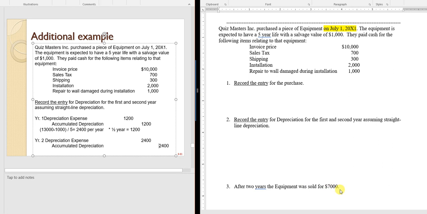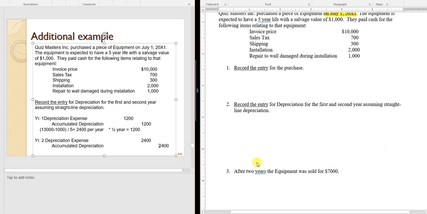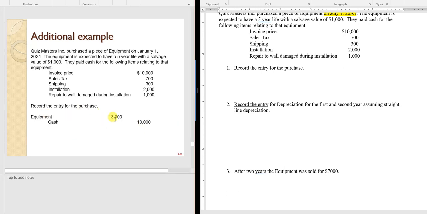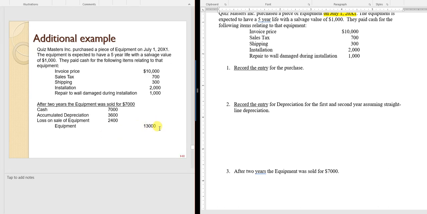And after 2 years, the equipment was sold for $7,000. So I go through my steps: get the fixed asset off your books. The fixed asset is on my books for $13,000. I think I should have called this machine; I called it equipment in my original example. Okay, so I get the equipment off my books. It's on my books for $13,000. See, there's my journal entry two slides ago. Get the equipment off my books for $13,000.